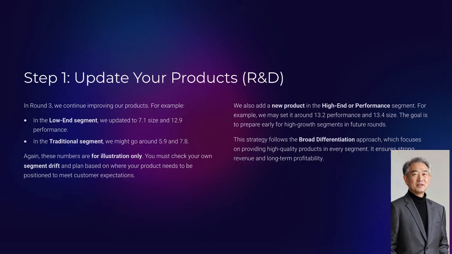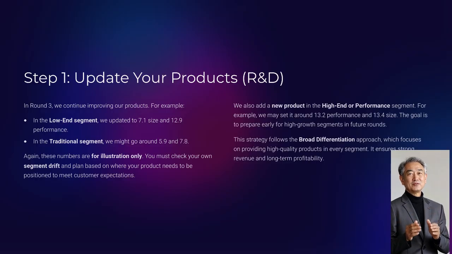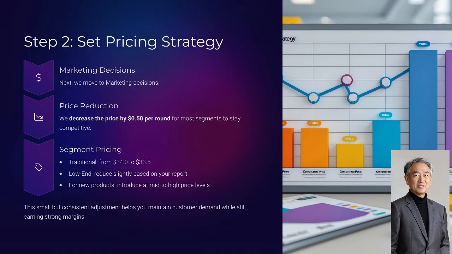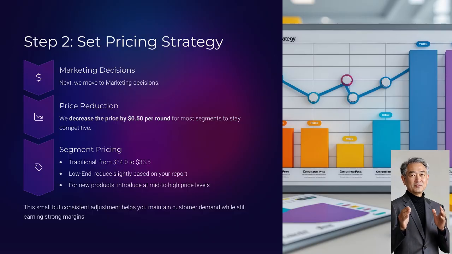Step 2. Set pricing strategy. Next, we move to marketing decisions. We decrease the price by 50 cents per round for most segments to stay competitive. For example, traditional, from $34 to $33.05. Low end, reduce slightly based on your report. For new products, introduce at mid to high price levels. This small but consistent adjustment helps you maintain customer demand while still earning strong margins.